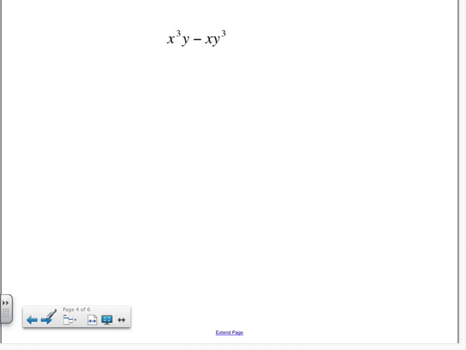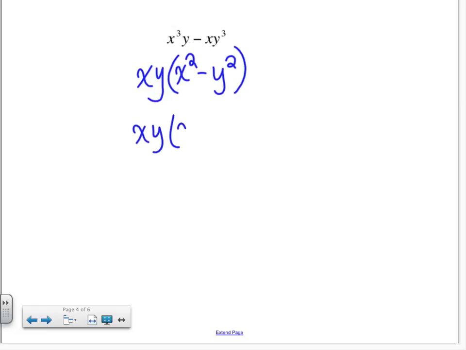Okay, our next one, we want to make sure we factor out the GCF first. So it looks like we can factor out an x and a y from both terms. So it would be x times y times x squared minus y squared. Okay, and then x squared minus y squared is a difference of two squares. So that just factors into x minus y times x plus y. And there's your completely factored answer.